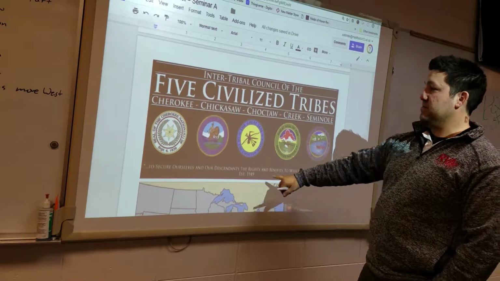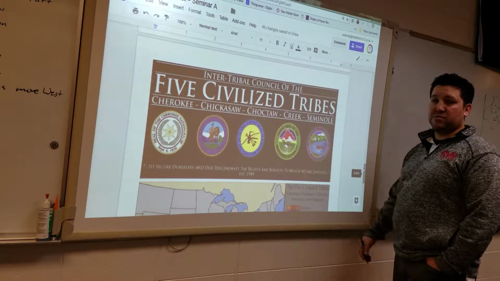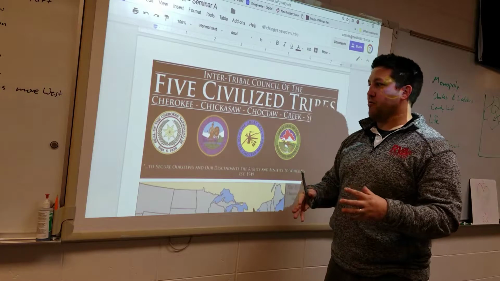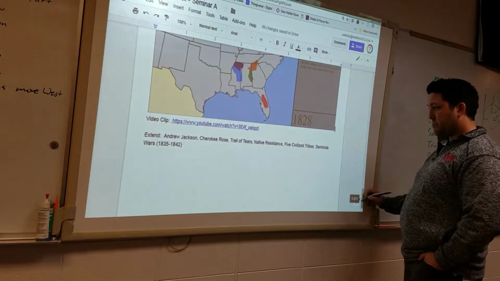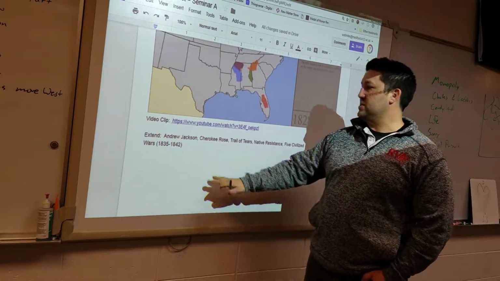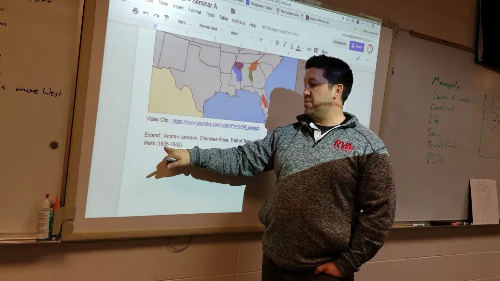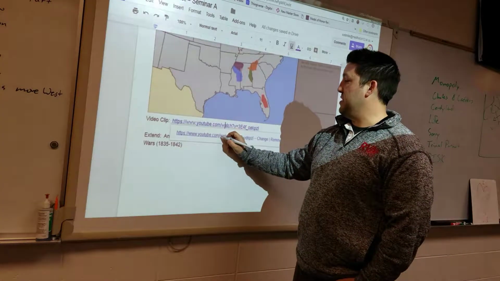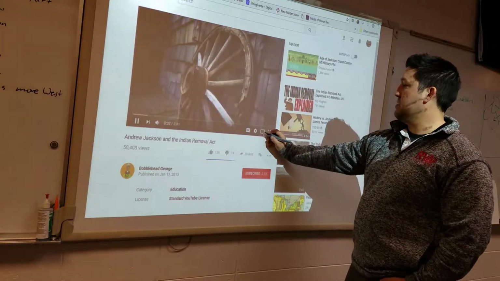This is from 1949, but it shows them working together, and they found out real early on, if these 5 tribes work together, they're much more powerful than if they were separate. So you'll find that out as well. But you have the extends, you have the Seminole Wars, and that's plural, because you see it goes from 35 to 42, so it's quite a long time. And I have a video clip here, which is from the History Channel.